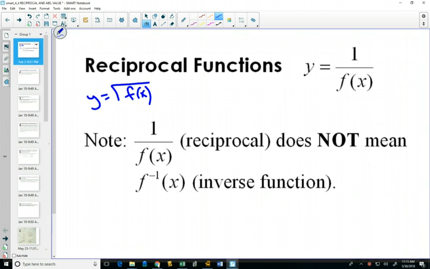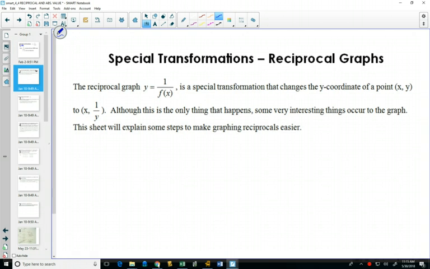Now, the 1 over f of x graph is not the same as f inverse of x. It is not the inverse function. So we don't write it ever like that. And you have these notes for special transformations.